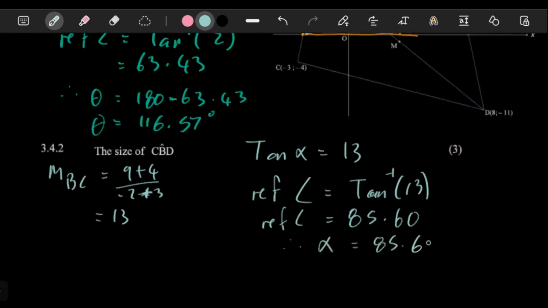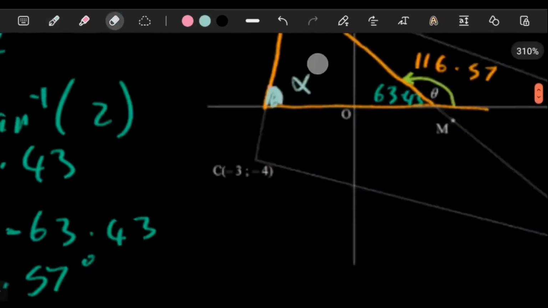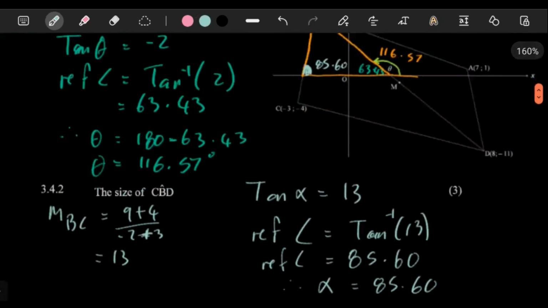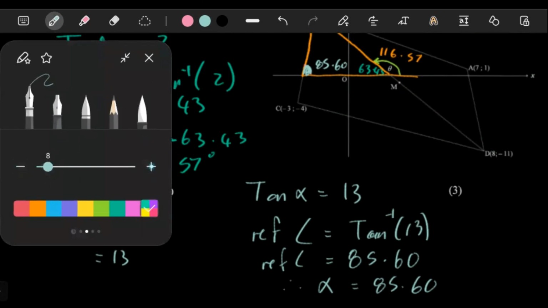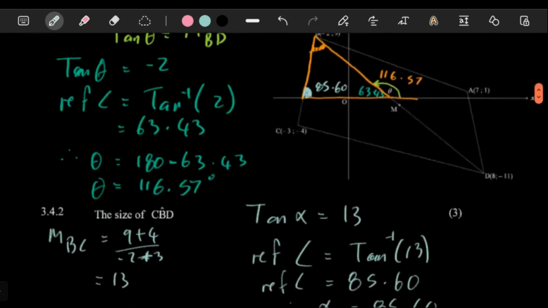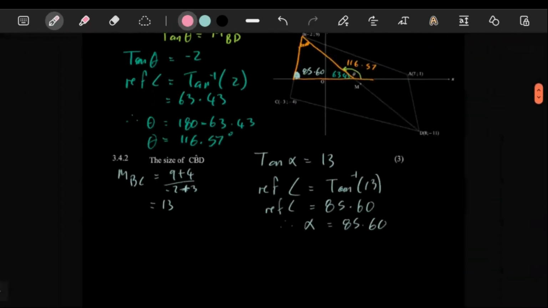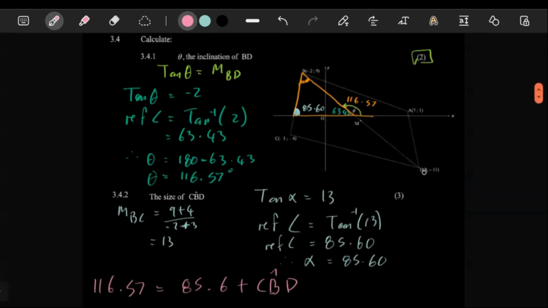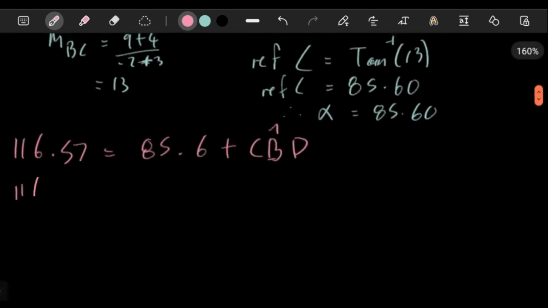Because the angle there is an acute angle, you know? So we're going to take whatever our reference angle is as the value here. Because remember, your reference angle should just help you to logically figure out what the angle is and where it could be on the line there. So here, we already know that 116.57 is equal to 85.6 plus the angle they're looking for here, CBD. So here CBD, you can just isolate it by putting everything on the other side.